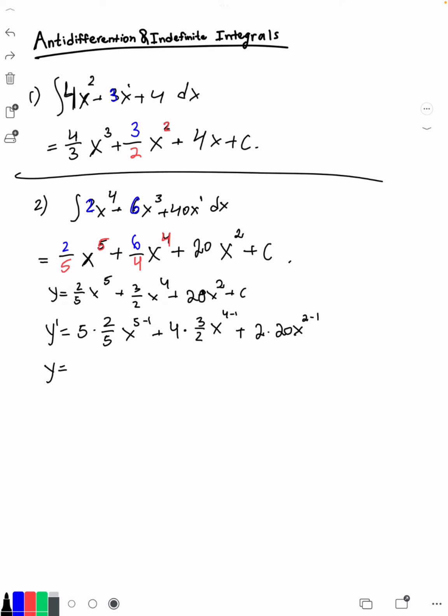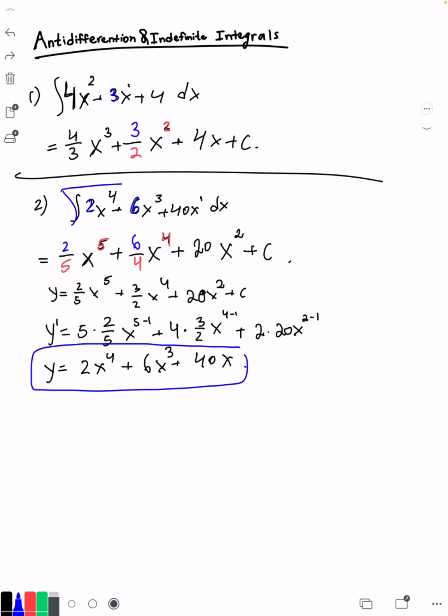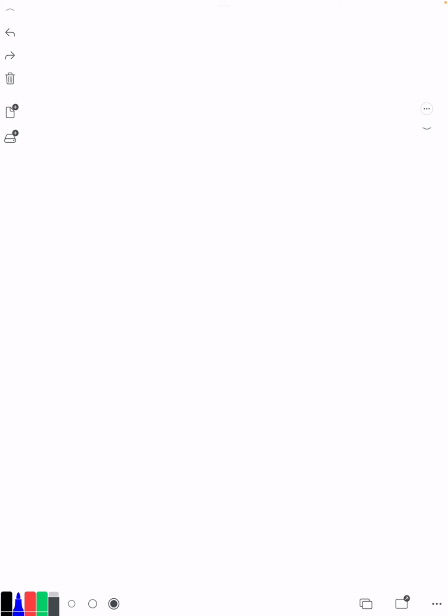So y prime equals 5 multiplied by 2/5 is 10/5, which is 2, so 2x to the power of 4, plus 4 multiplied by 3/2 is 12 over 2, so it's going to be 6x to the power of 3, plus 2 multiplied by 20 is 40, 2 minus 1 is 1, so 40x, and that is the answer. So we can see how this equals this. So every time we anti-differentiate and we get an answer, we can always derive it and see if we got the same result. Now let's have another problem.